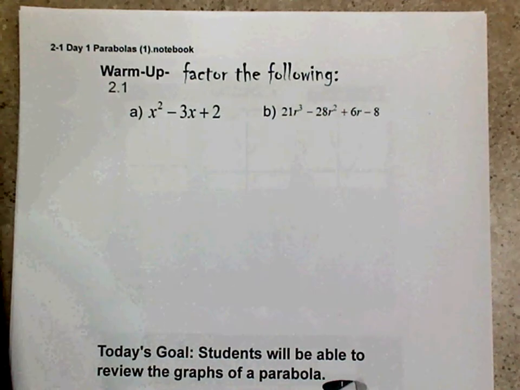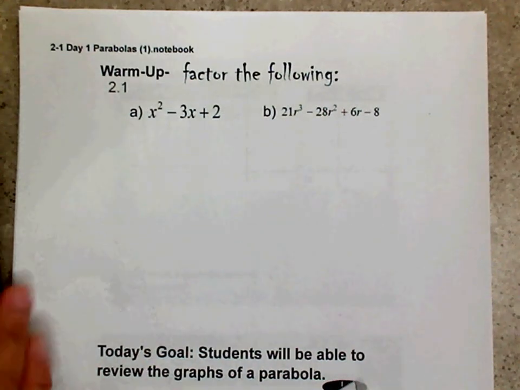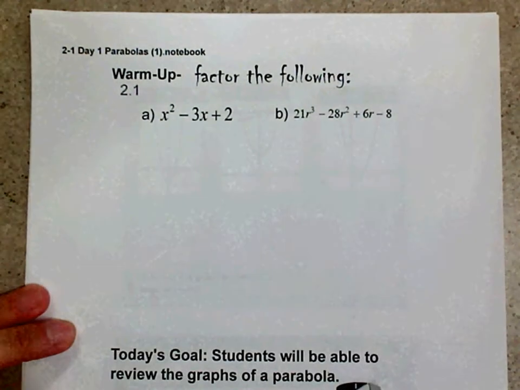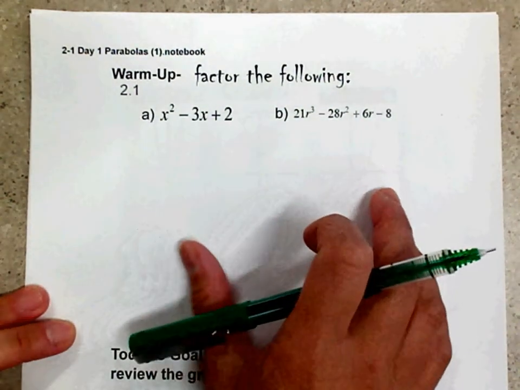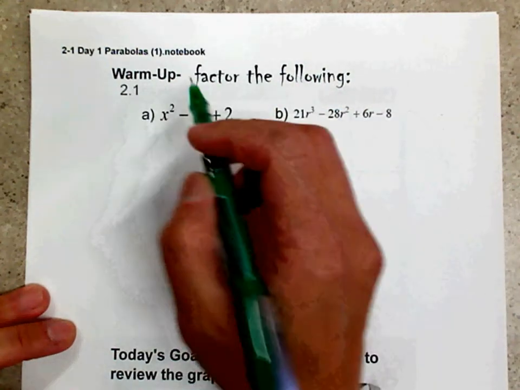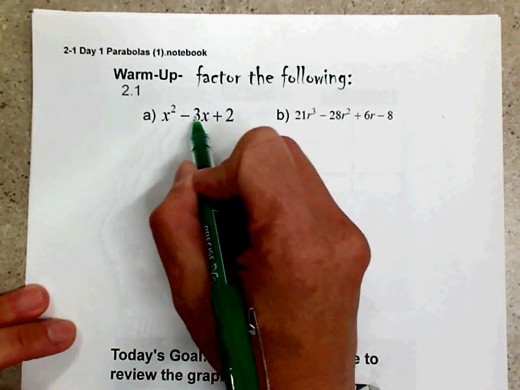And so this is factoring. Factor the following, okay? So if you look, you've got a trinomial. We're not going to use this for this day, but we are going to use it later in this unit. All right, warm-up, factor the following. 2.1, you have 3 terms, 1, 2, 3.